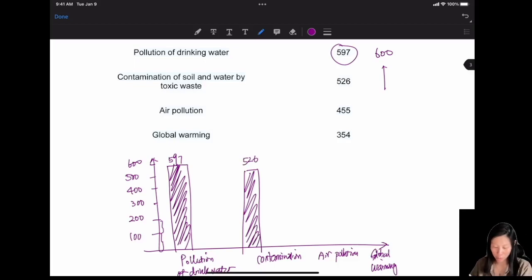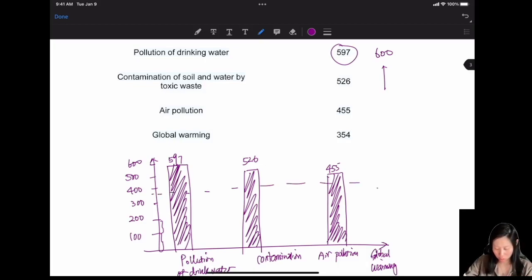And then for the third one, air pollution is 455. So that means it's in between 500 and 400. For the last one, the concern about global warming, which is 354. So that means it's between 300 and 400. So approximately here. But you definitely can do a better job than me. So this is kind of just scratch.